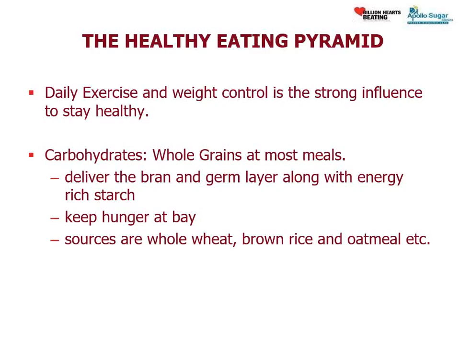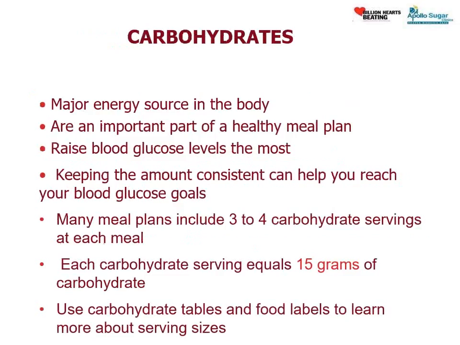The sources are whole wheat, brown rice, oatmeal, etc. They are the major source of energy in the body. They are an important part of a healthy meal plan. If they are refined, they increase the blood glucose levels immediately. So keeping the amount consistent can help you reach your blood glucose goals. Many meal plans include 3 to 4 carbohydrate servings at each meal. Each carbohydrate serving should be equal to 15 grams of carbohydrate.